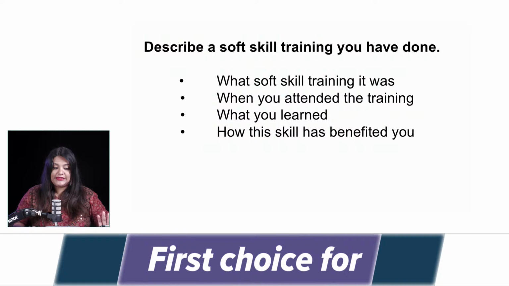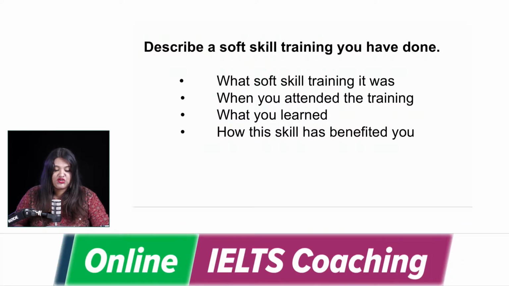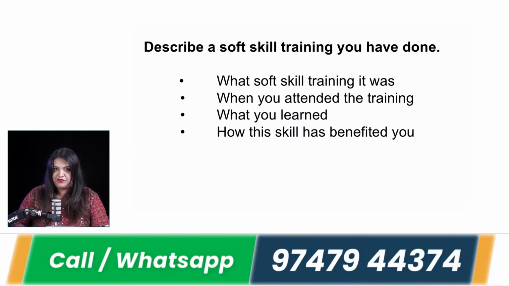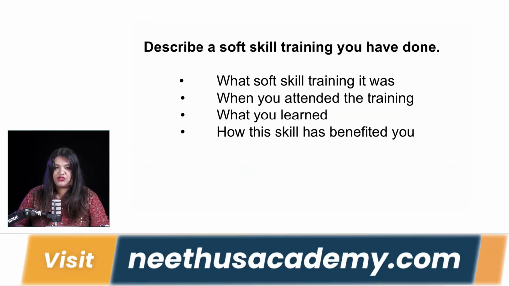Alright everyone, so let's get into the topic and the discussion. So you can see that your main topic is to describe a soft skill training you have done. So this is completely past tense. This is about something that you have done in the past, you have covered or attended in the past, and you need to talk about that.